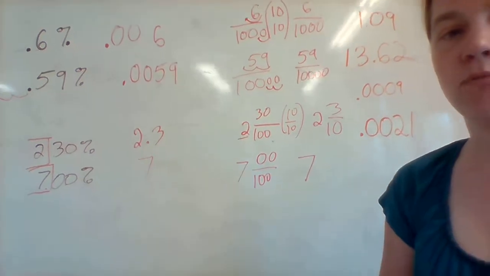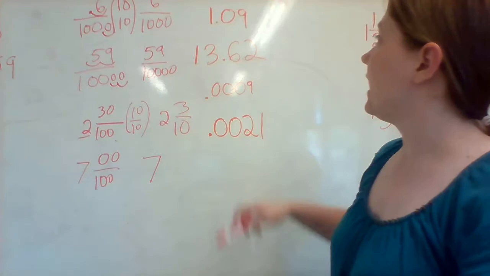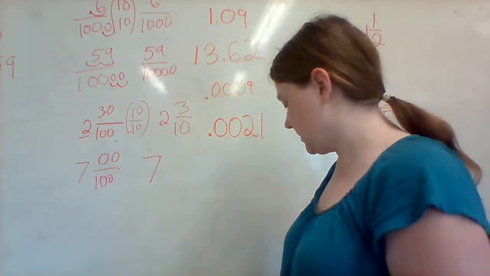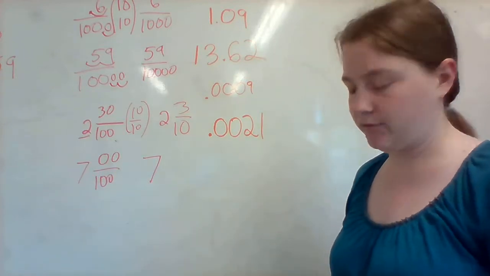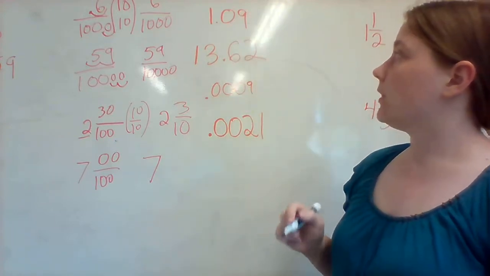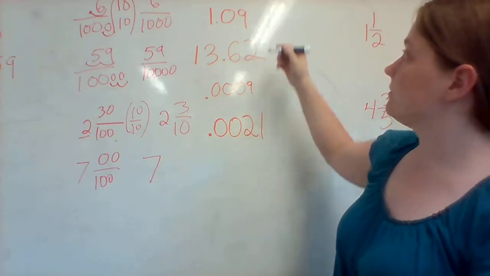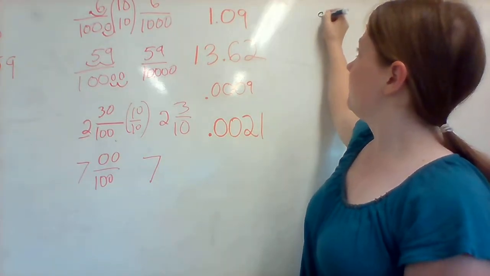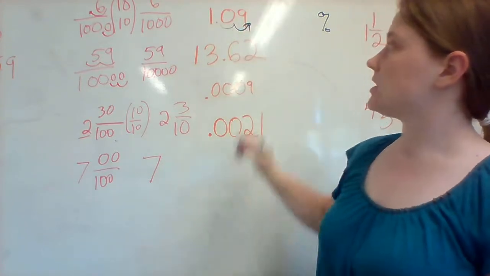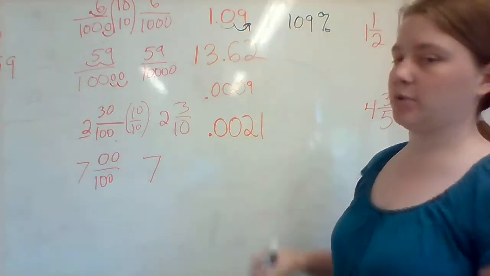Let's scoot on down the board that's been prepared ahead of time. And let's take a look at the decimals that we are going to convert into percentages. This is something that we've done before. I'm really not adding anything new into it. When 1 and 9 hundredths becomes a percent, that decimal is going to run over. So 1 and 9 hundredths becomes 109%.